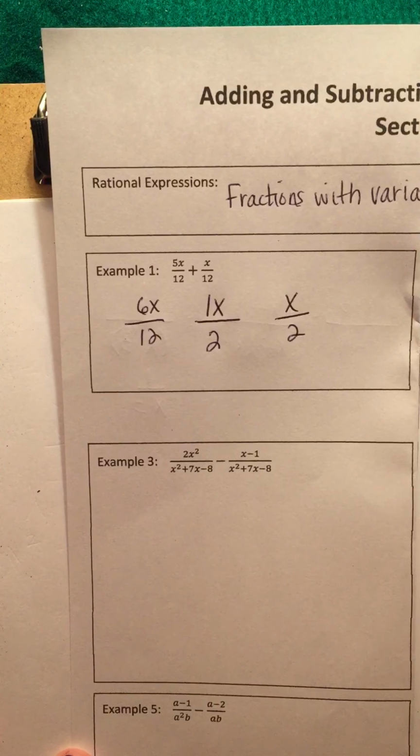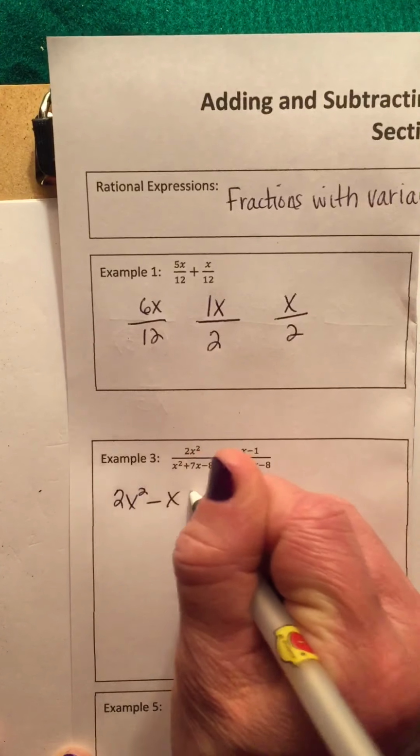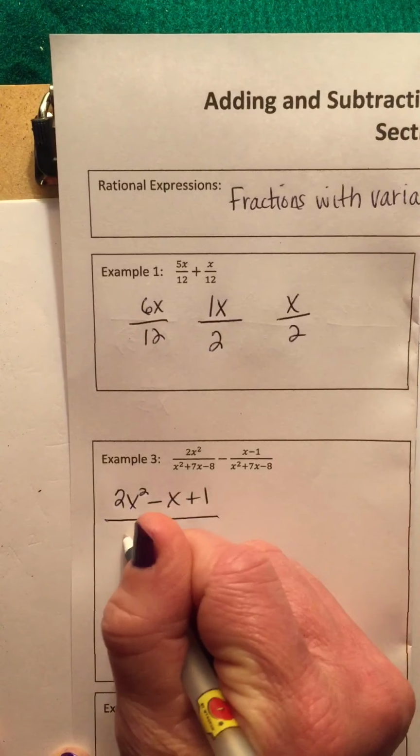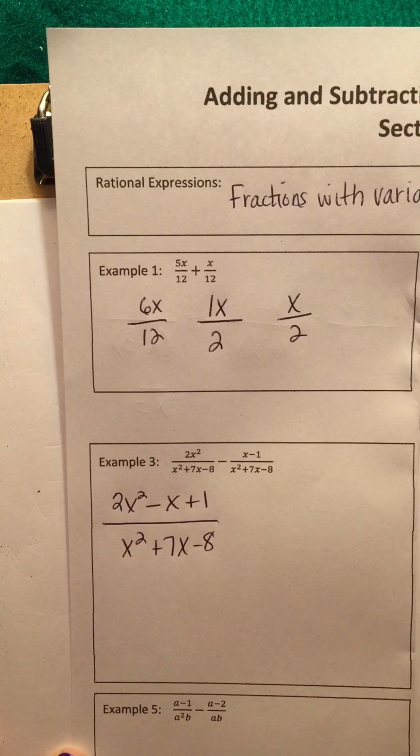Example 3, 2x squared divided by x squared plus 7x minus 8 minus x minus 1 divided by x squared plus 7x minus 8. We do have common denominators, so let's subtract our numerators. 2x squared minus x plus 1 divided by x squared plus 7x minus 8. That numerator does not factor. The denominator does, but because the numerator will not factor, there will be nothing to divide out. That is the final answer.